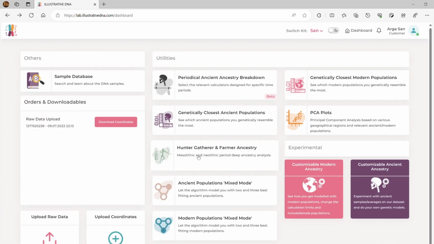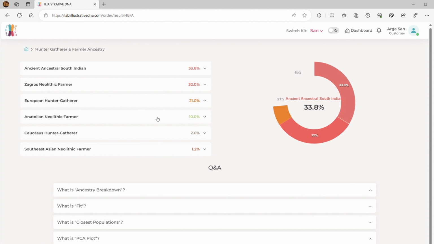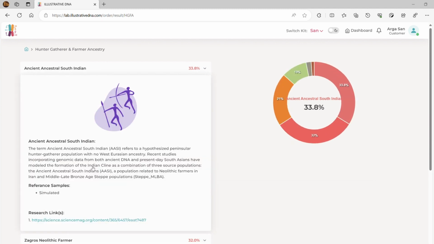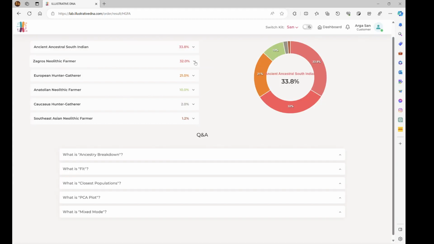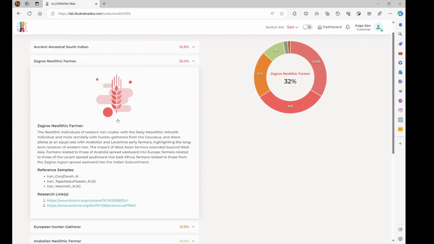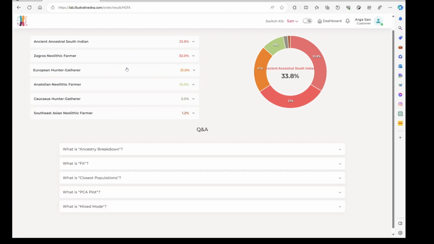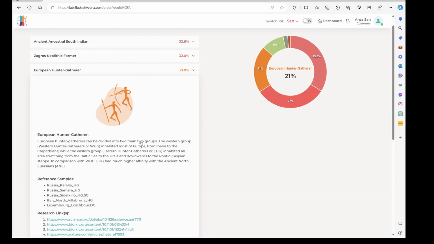Now let's look at hunter-gatherer and farmer ancestry, which is a Mesolithic and Neolithic period deep ancestry analysis. This is pretty interesting. The first is Ancient Ancestral South Indian, which refers to the hunter-gatherer population of the subcontinent dated around 45,000 BC. The second most, at 32%, is Zagros Neolithic farmer, also referred to as ancient Iranian Neolithic farmers. One interesting thing I have heard about this ancestry is that there are more South Asians with higher Zagros farmer ancestry than modern-day Iranians.